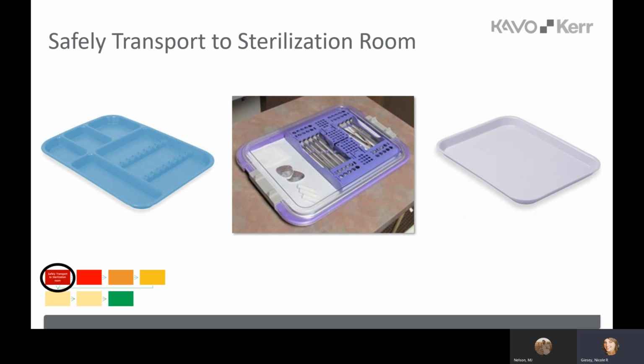So safely transporting to the sterilization room. OSHA had come out with a beautiful recommendation, actually regulation, I should say, to put all your instruments on a tray with a locking lid. So the lid has to be locking and leak proof. OSHA is for the employees and it's for their safety. It's to prevent anyone getting hurt or getting splashed or having any kind of contamination while transporting to the sterilization room.